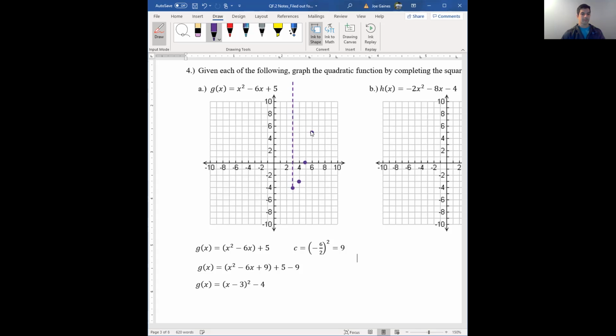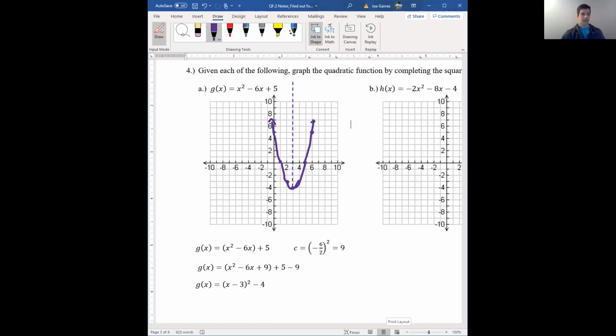And so now I have points at 6, 5, 5, 0, 4, -3, and then my vertex 3, -4. Now I can take these points and I can reflect them about that axis of symmetry. And as I do that, I now have a parabola, or the basic shape of a parabola. And there we have a sketch of our parabola.